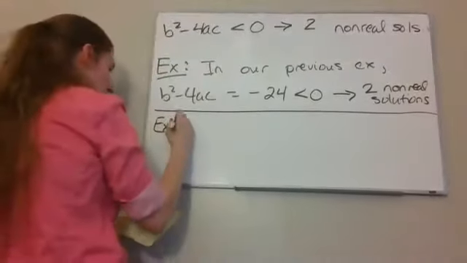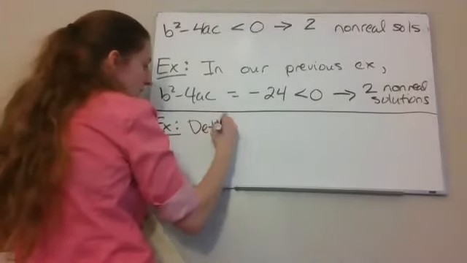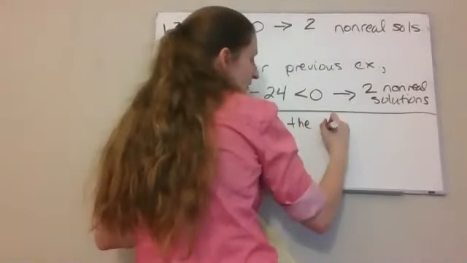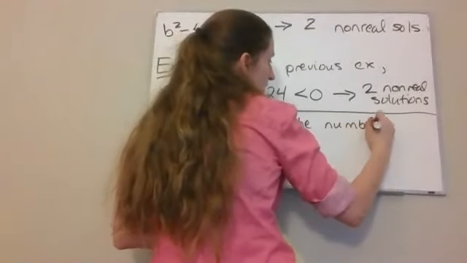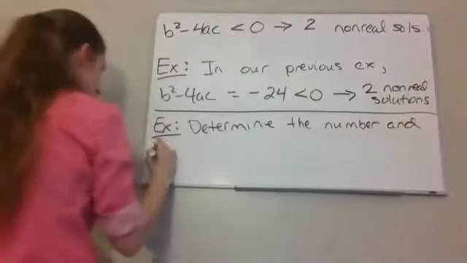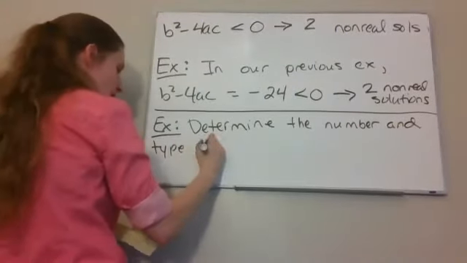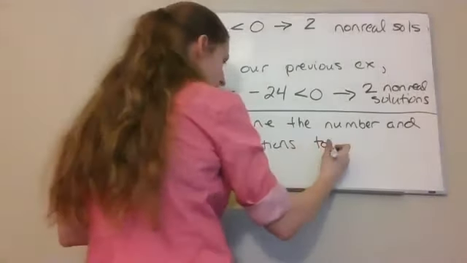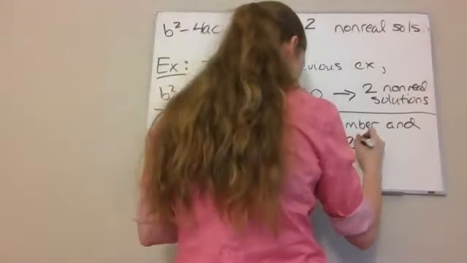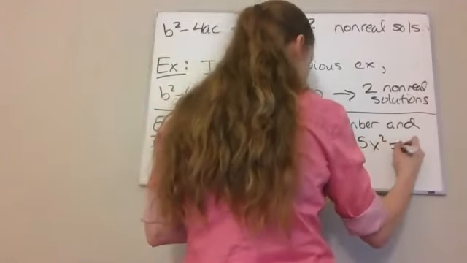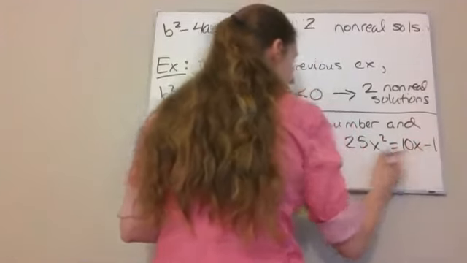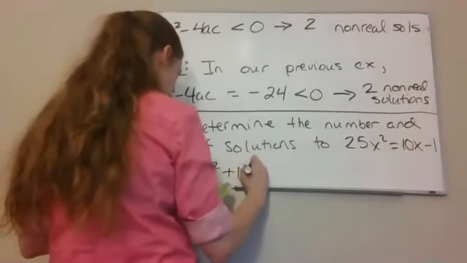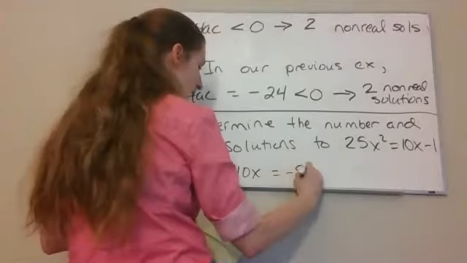More examples. Determine the number and type of solutions to 25x squared equals 10x minus 1 and x squared plus 10x equals negative 9.